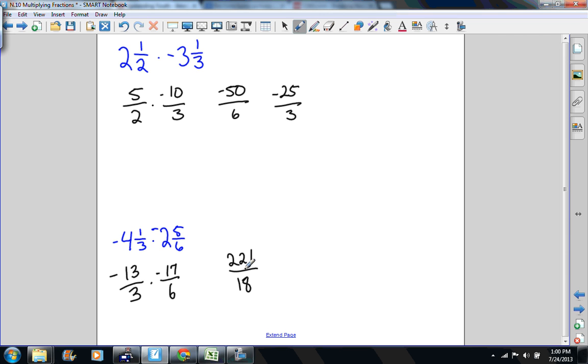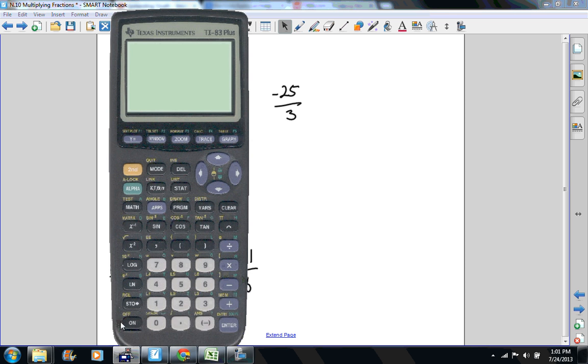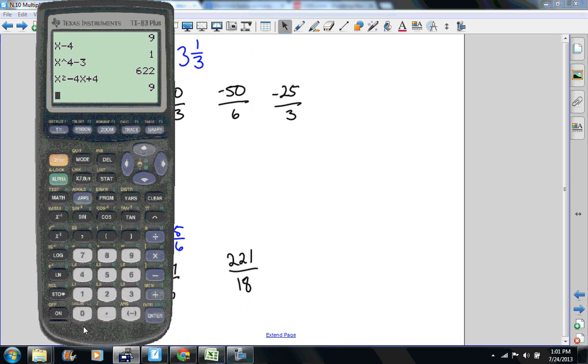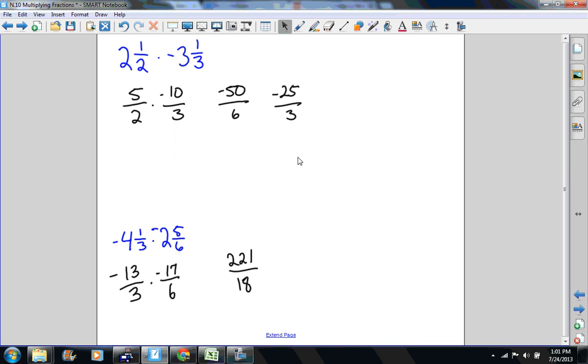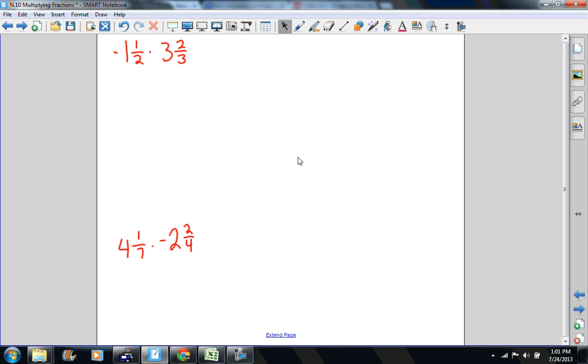And trying to think if we can simplify this. I do not think we can. I can check here. Nope, that is the final answer. All right. Try these on your own.